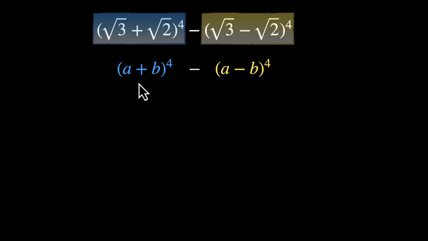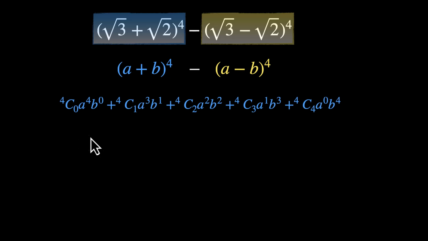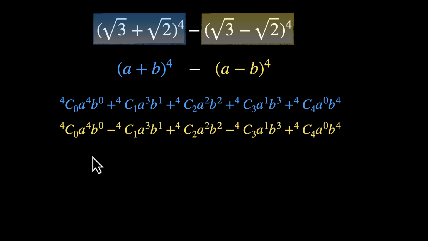Let's see. Let's expand (a + b)^4. Using binomial theorem, we'll have 4C0, 4C1, 4C2, 4C3 and 4C4, and the powers of a and b will be decreasing and increasing respectively. This is what we get: 4C0, 4C1, 4C2, 4C3, 4C4, a^4 to a^0, and then b^0 to b^4. These are the 5 terms. What do we get for (a − b)^4? Something very similar, but with alternate signs, plus and minus. This is what we get for (a − b)^4.